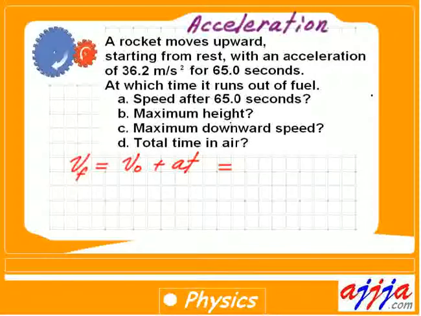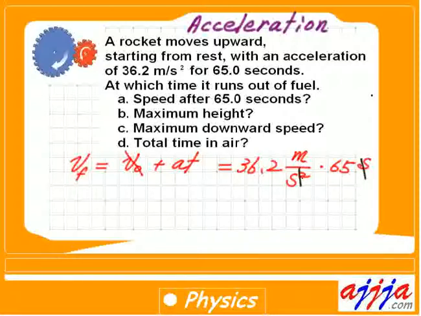So initial velocity was 0 because it starts from rest, right? That means 0 plus, so we don't have to worry about this one. Now at, where a was 36.2 meters per second squared, times 65 seconds. That's why you can cancel the seconds right there.